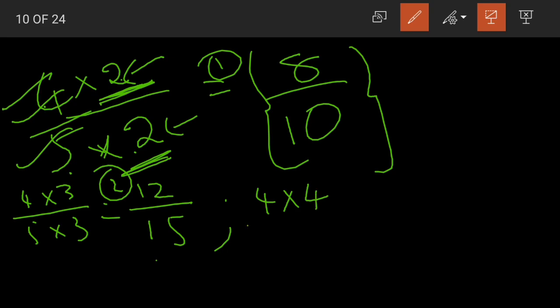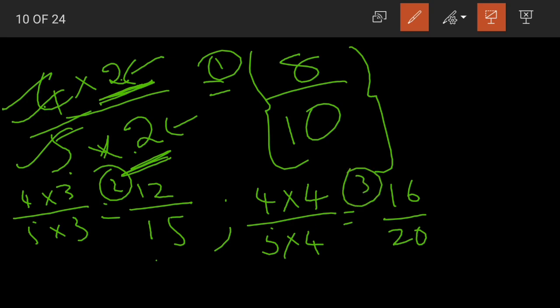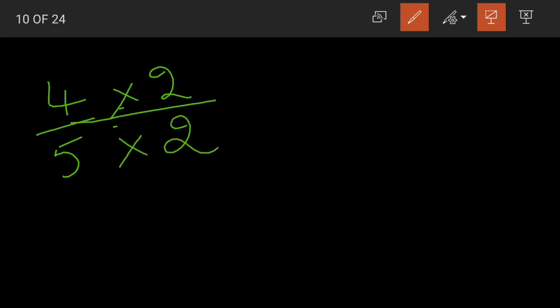Now moving to the third one, 4 into 4 by 5 into 4, which is 16 by 20. In the same way, depending on your question, if they have asked you to find 6 equivalent fractions, multiply with 6 numbers. If they have asked only 5, then 5 numbers are enough. You got an idea, right, how to find the equivalent fractions for 4 by 5. I multiplied both the numerator and denominator with the same non-zero number, which here is 2. 4 into 2 becomes 8, and 5 twos are 10.